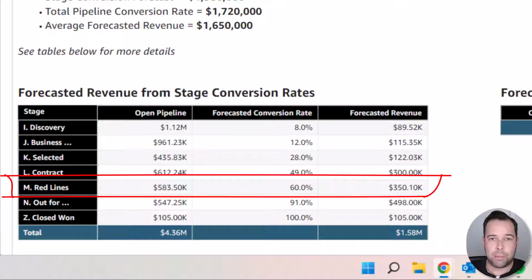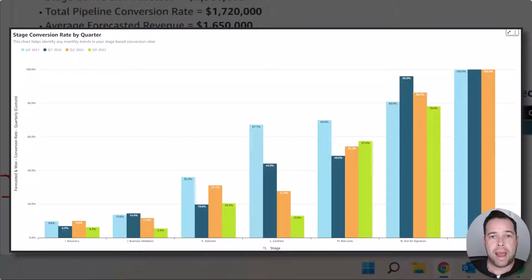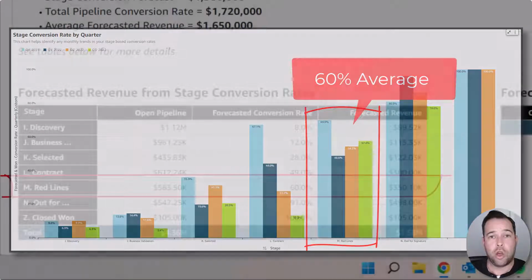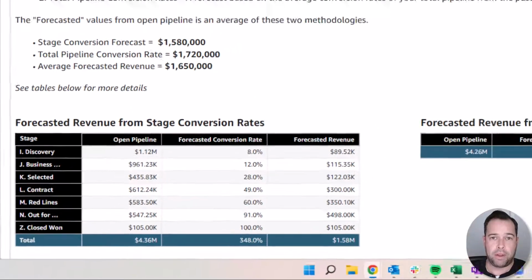Why it's predicting 60% is because we're looking at the last 4 quarters, and we're seeing what the average stage conversion rate was for red lines. And here you can see in this example, all the different conversions on the last 4 quarters, and the average of this grouping is 60%. So we're taking that 60%, we're applying it to the open pipeline on this quarter, and that's the prediction that it's using. So it goes through stage by stage every single day doing this math, giving you this predictive output. And you can see if we add up the forecast on this table, we're going to get $1.58 million closed from our open pipeline. So that's the first methodology.